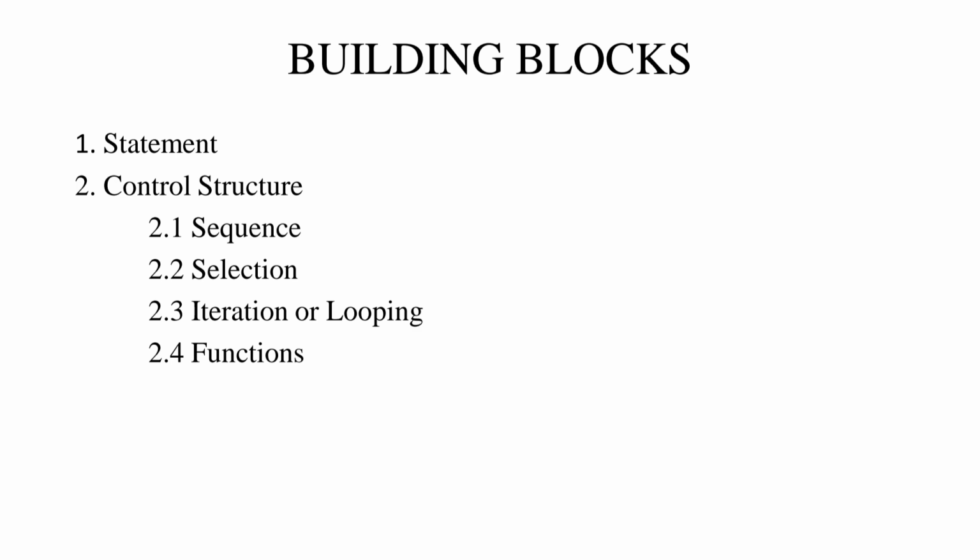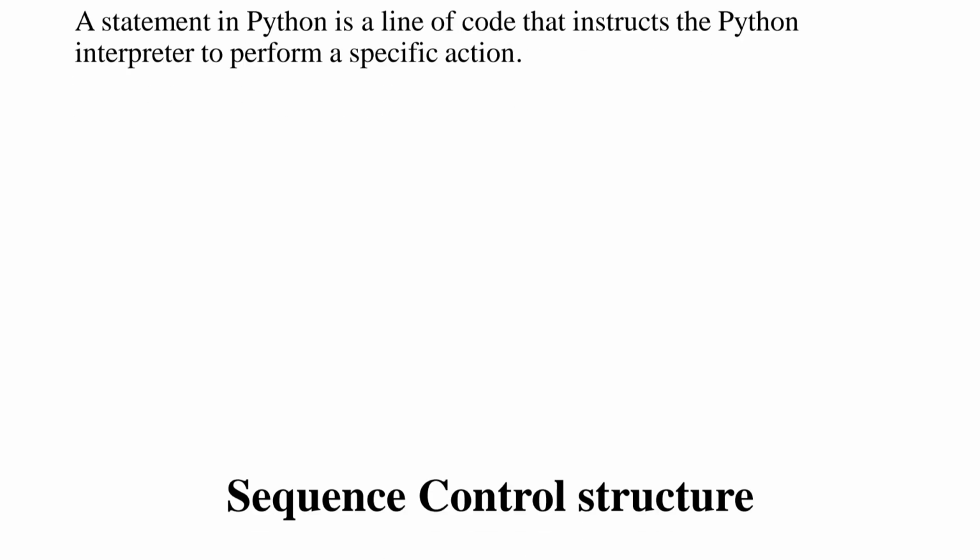The next is building blocks. What are the building blocks of our algorithm? The statement. It is essential to have a statement at each and every step so that it gets executed to get our desired result. Then the control structure, where the flow of instructions is moving. Here the control structure is of four different types: sequence, selection, iteration and functions.